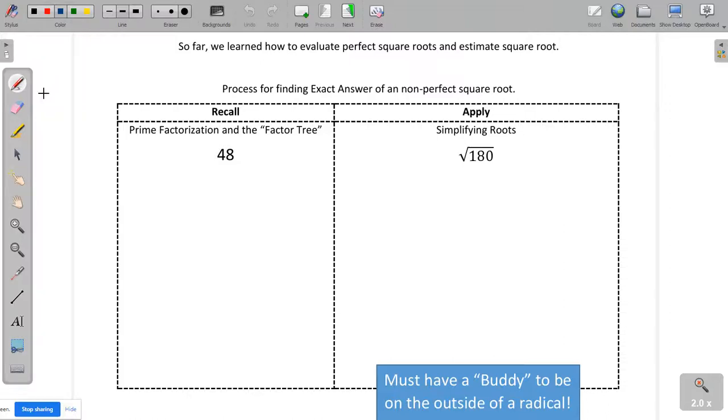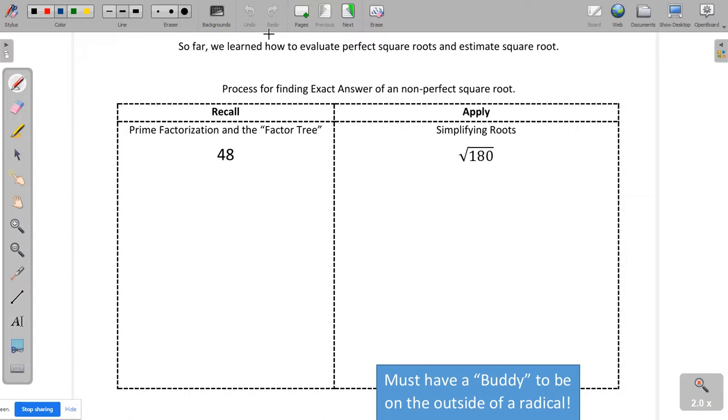Today we are going to be looking at simplifying radicals. So far we have learned how to evaluate perfect square roots and estimate square roots. Now we want to find an exact answer for square roots that are non-perfect.